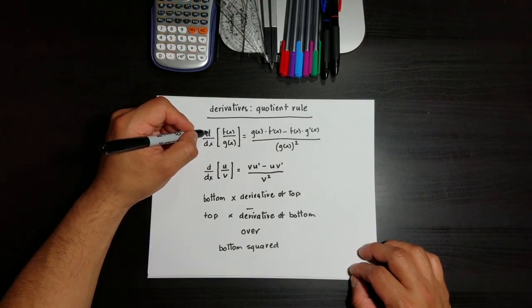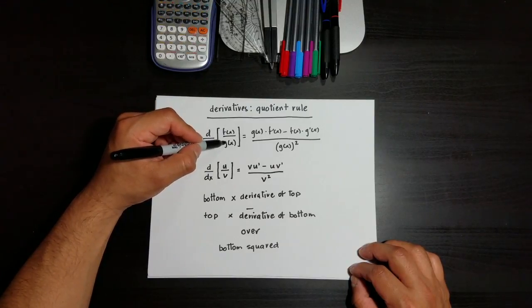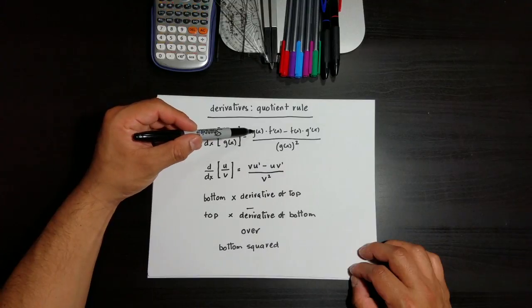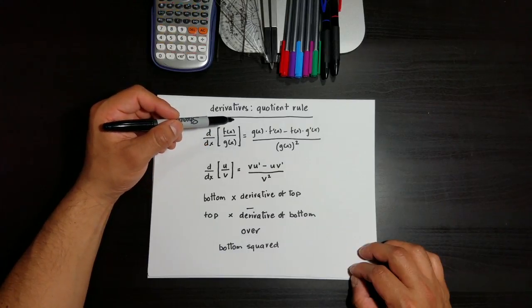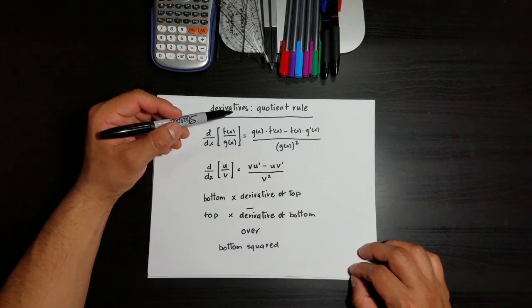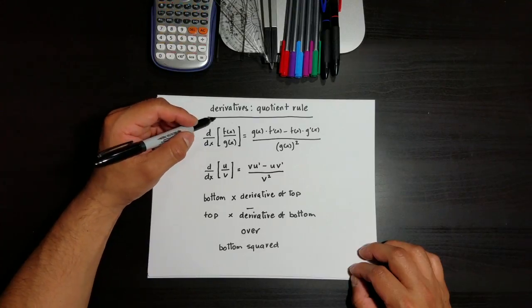So the quotient rule says that the derivative of f of x over g of x is equal to g of x times the derivative of f of x, minus f of x times the derivative of g of x, all of that over g of x squared.